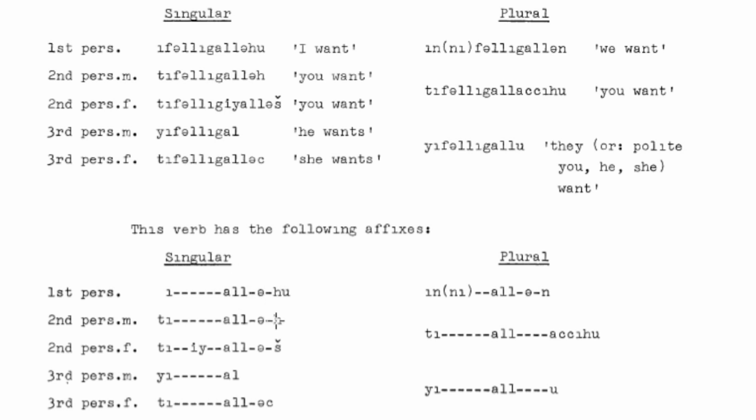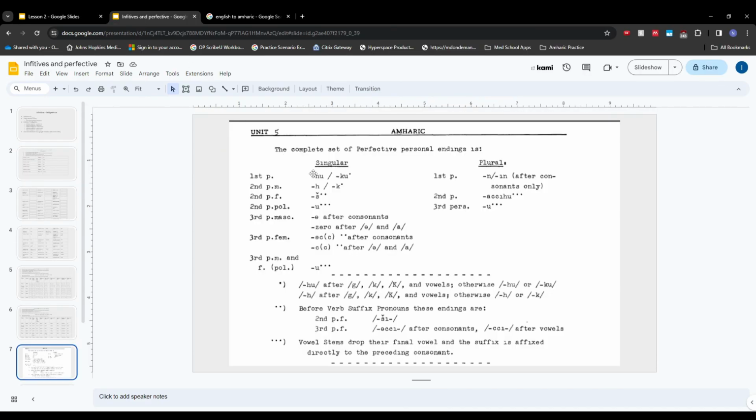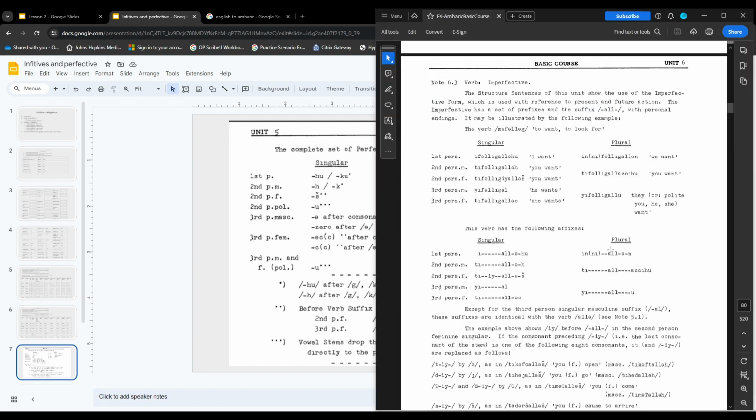And if you look at all these different suffixes for imperfective, they're actually the same as those for perfective, like hu, he, she, u, in, achu, u. But they just have this al in front of it, and that's even what the textbook is trying to say here, where you add an al in front of it.